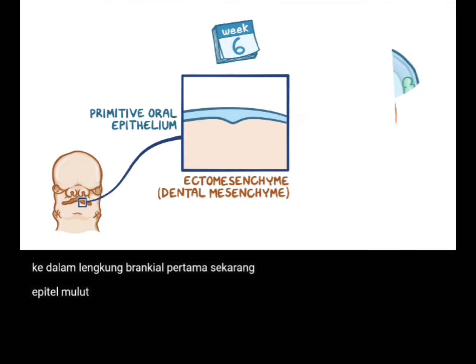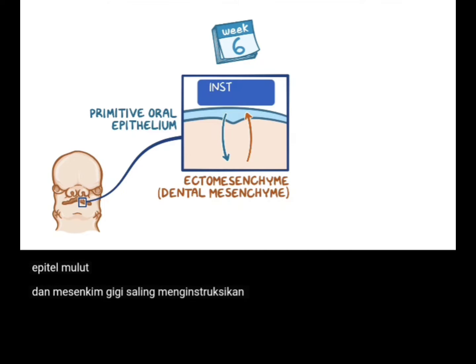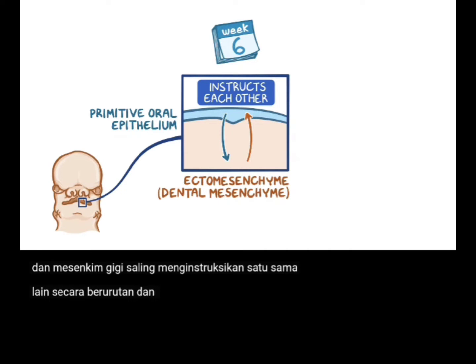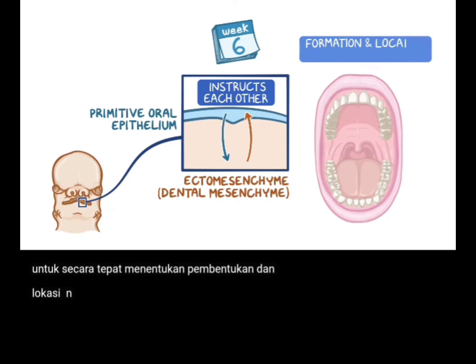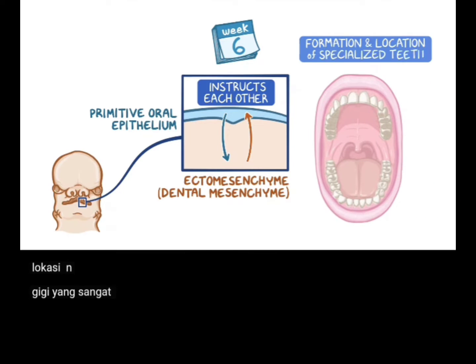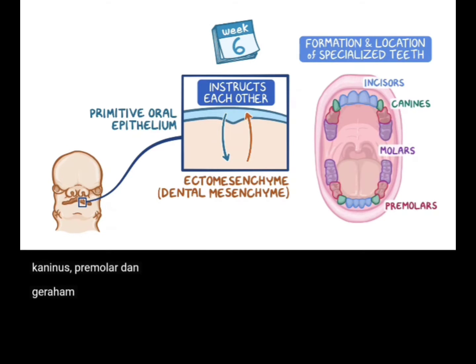Now, the oral epithelium and the dental mesenchyme instruct each other in a sequential and reciprocal way to precisely determine the formation and location of highly specialized teeth, such as incisors, canines, premolars, and molars.